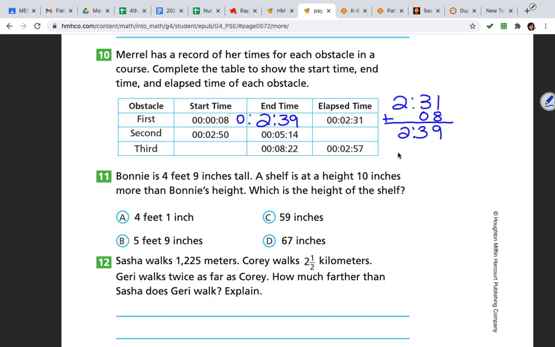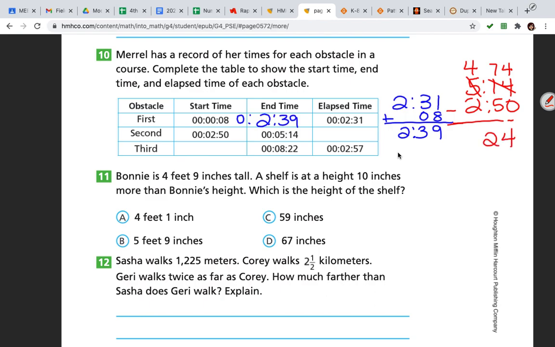All right, the next one, if we have start time and end time, to find the elapsed time, we're going to subtract. So we're going to say 250. We're going to subtract from the 514. So let's subtract. That's going to be 4. We're going to add 60. 60 plus 14 is 74. 4 take away 0 is 4.